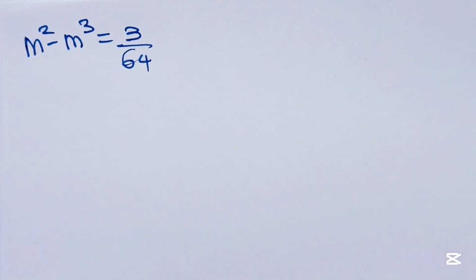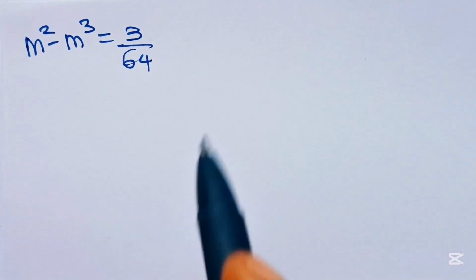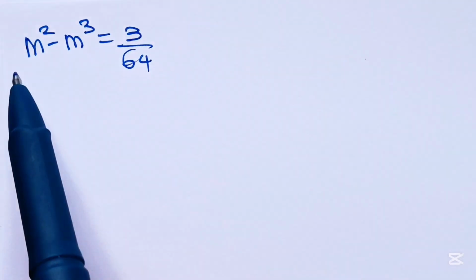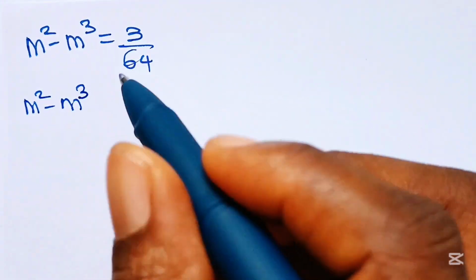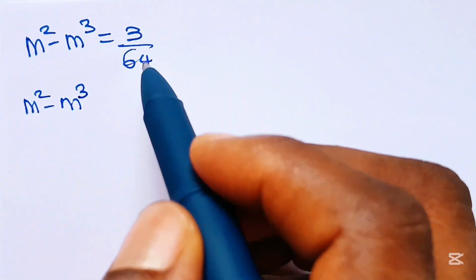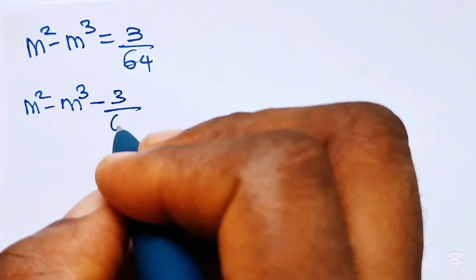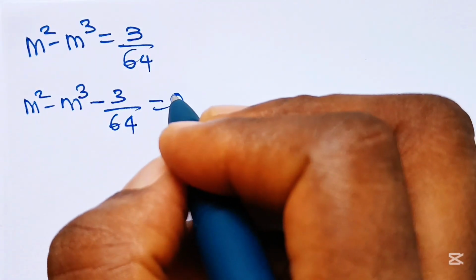Hi everyone, let's solve for the value of m. First, we are going to bring this to the other side, okay? So we have m squared minus m to the power of 3. So plus 3 over 64 becomes minus 3 over 64 is equal to 0.